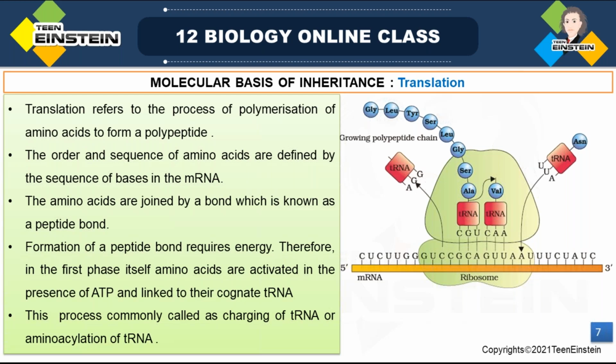So how is it? In the presence of ATP, these amino acids are getting activated, and they are linked to the particular tRNA. So this is called amino acylation or charging of tRNA. No doubt, this step is called amino acylation or charging of tRNA.